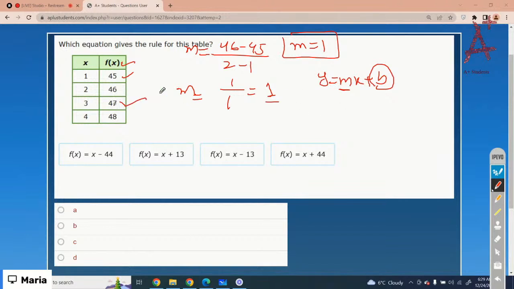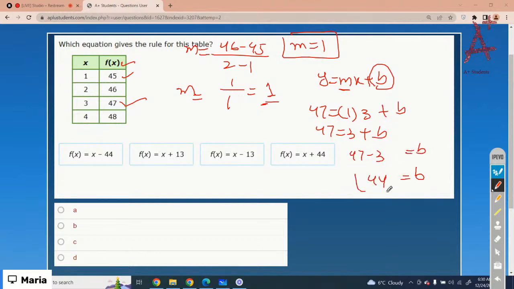Here y is 47. So 47 equals m, which we just found is 1, and x in this case is 3, plus b. So 47 equals 3 plus b. Move 3 to the other side: b equals 47 minus 3, and 47 minus 3 is 44. That means b is 44. So just write the equation y equals 1x plus 44, that is, x plus 44.